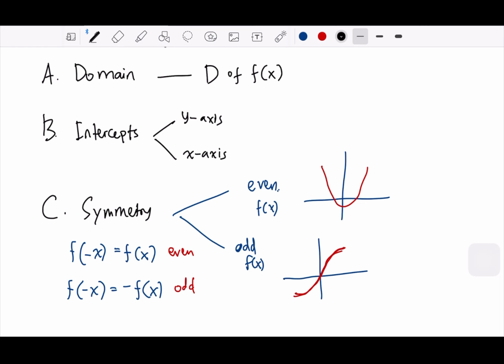But actually, for these three steps, maybe you want to look for the derivative first. It's okay. You can use some techniques to differentiate, and then later on, you can confirm and maybe review again the curve, looking at the domain, intercepts, and how the symmetry is also fine. It doesn't need to be in order.